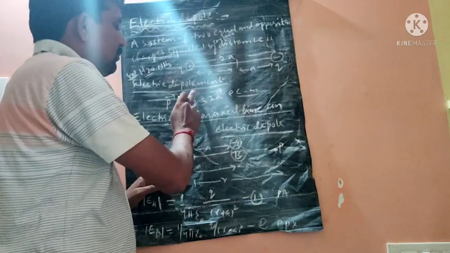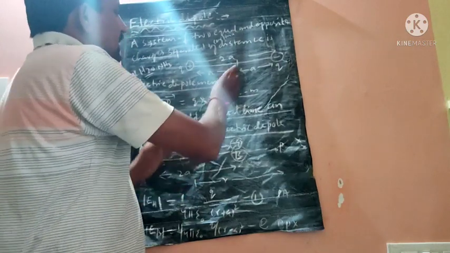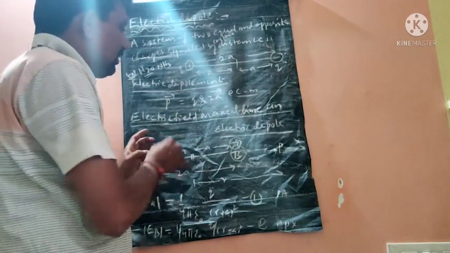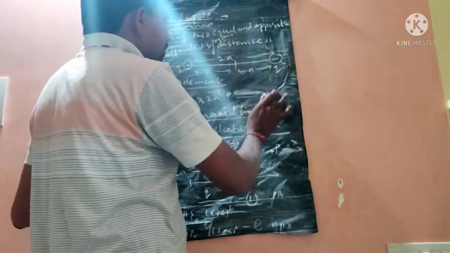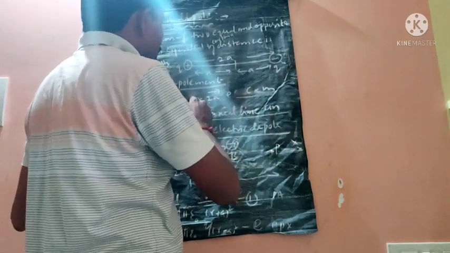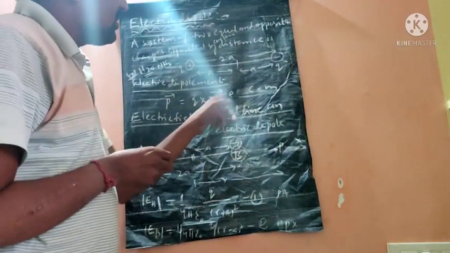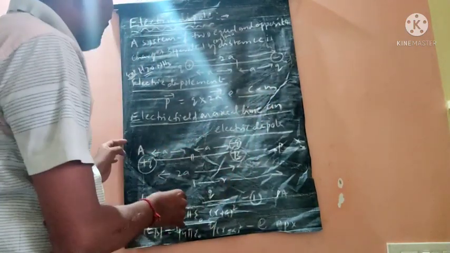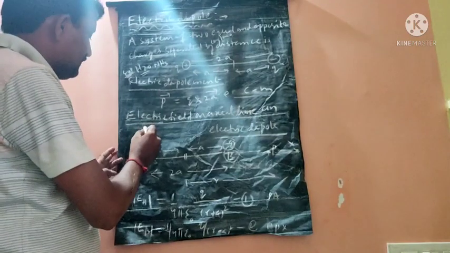q is the magnitude of the charge, and 2a is the distance between these two charges. The electric dipole moment is measured in coulomb meter. q is measured in coulomb, distance is measured in meter, so in SI unit it is coulomb meter. Okay, so this is called electric dipole.